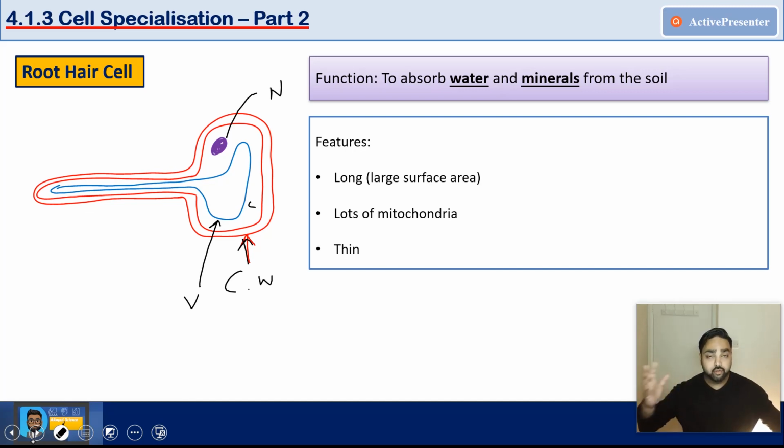I want you to, if you can, pause the video. You should be able to. I don't know why you wouldn't be able to. Pause the video and tell me, how do those features help the plant to carry out its function? Have a think.